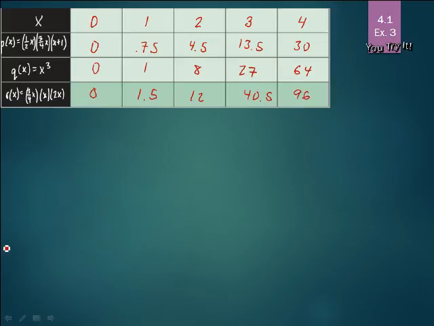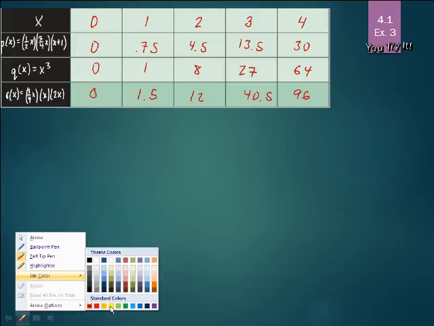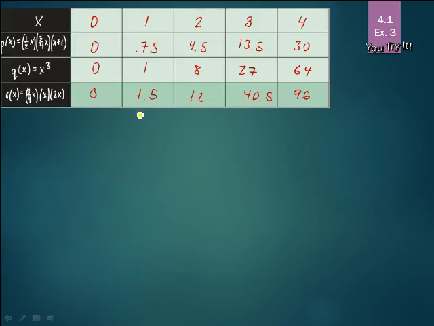Okay, so now that we've got those values, again, I'm just doing these in decimal form, but if you have fractions, it will be the same thing, just in fraction form. So let's go ahead and find t of x, which is just the 3 added together. We know it's going to be p of x plus q of x plus r of x. So 0 plus 0 plus 0 is just 0. 75 hundredths plus 1 plus 1.5 gives us 3 and 25 hundredths. Adding together the next 3, we get 24.5. And then 13.5 plus 27 plus 40.5, we get 81. And lastly, 30 plus 64 plus 96, we get 190.